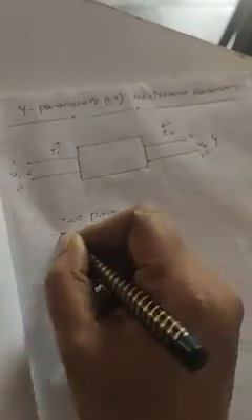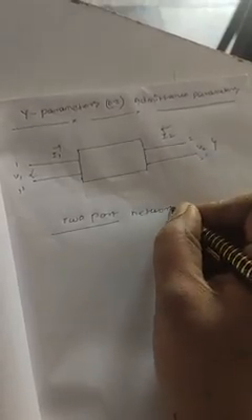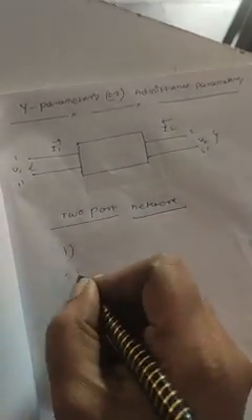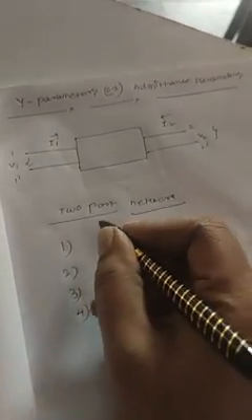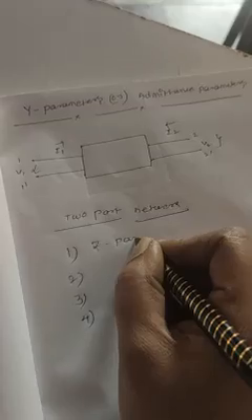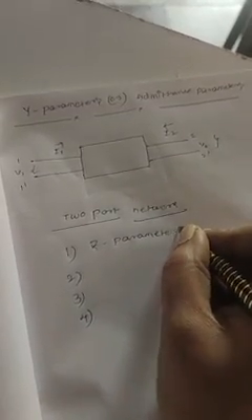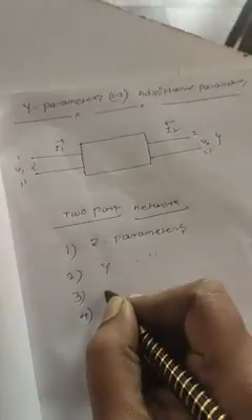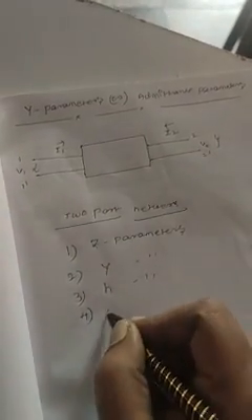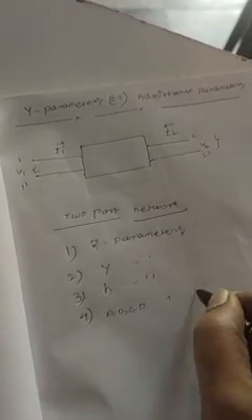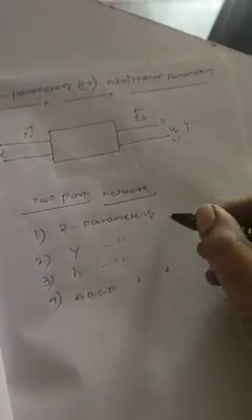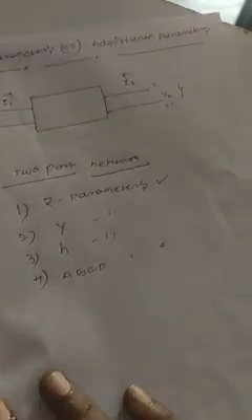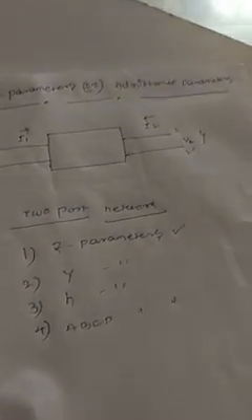Already we have discussed two-port networks. Two-port networks are classified into four categories, which we already discussed. First one is the Z parameters, second one is the Y parameters, third one is the H parameters, and the last one is the ABCD parameters. So these are the two-port network parameters. Already we completed the Z parameters. This is another topic, Y parameters, also called admittance parameters.